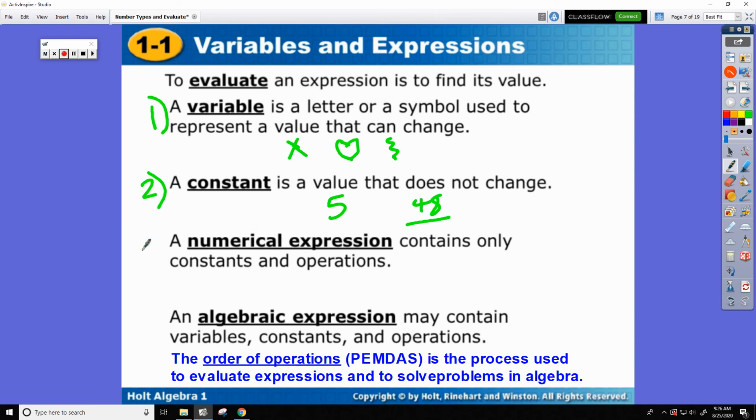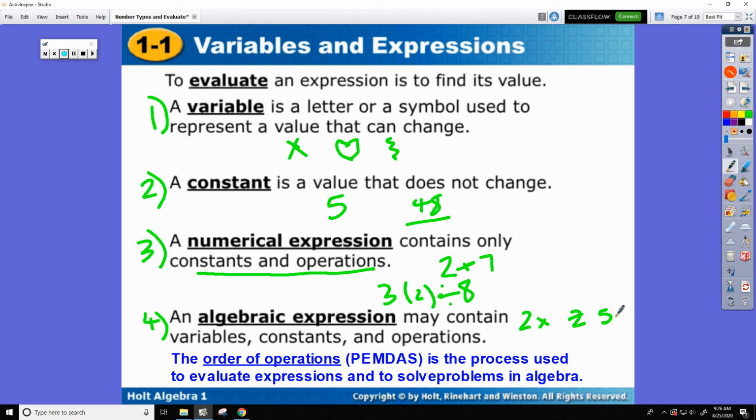A numerical expression, so numbers and operations. 2 plus 7. Okay. 3 times 2 divided by 8. Just numbers. Algebraic expression, 2x, z, 5xy. Those are algebraic. You could also have pluses or minuses.